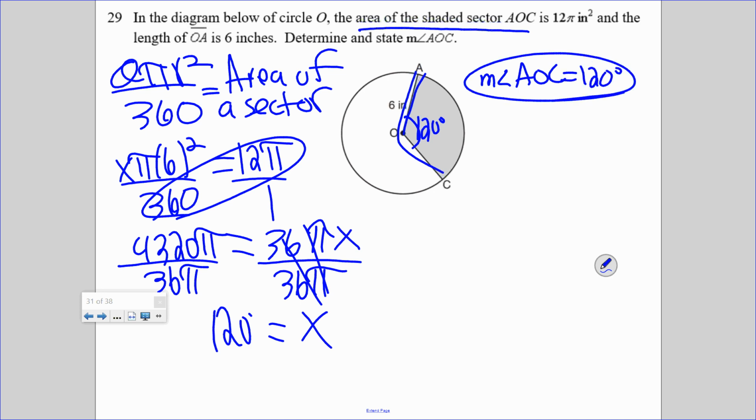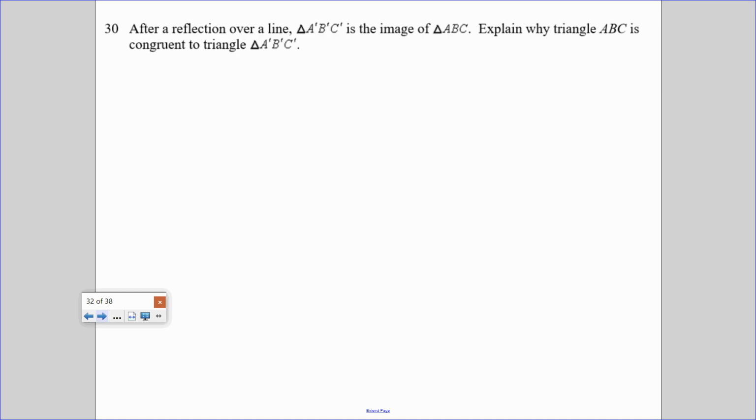You're almost definitely going to see area of a sector. Make sure you know your formulas. All these questions, they always come up. Just be prepared. This is an easy one, as long as you know how to do it.